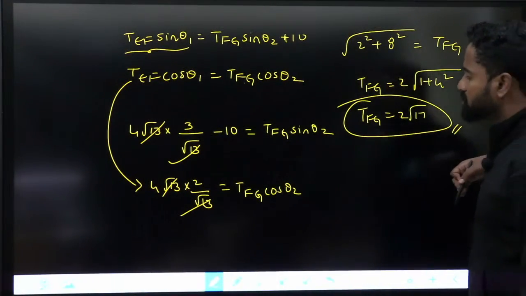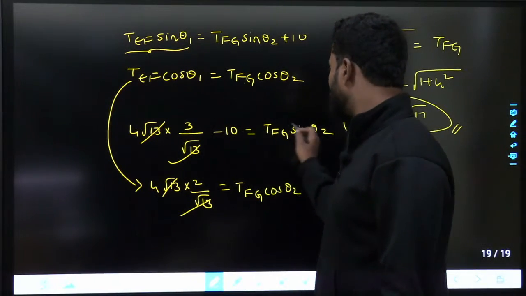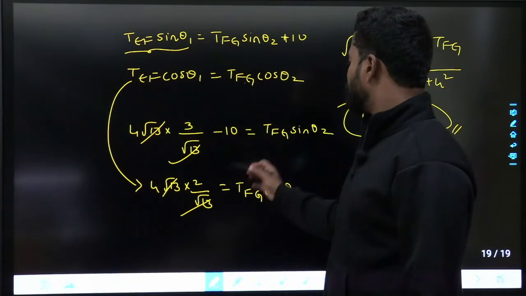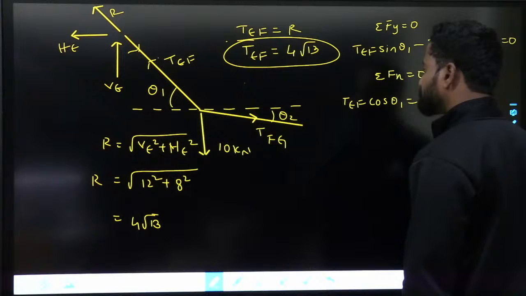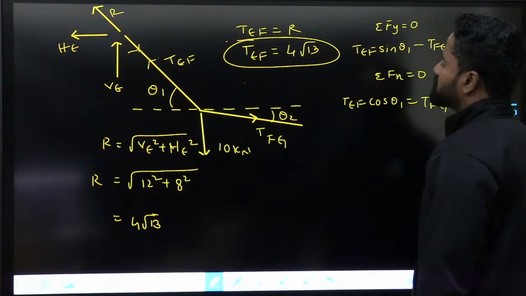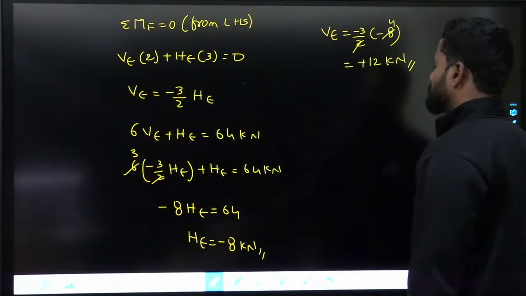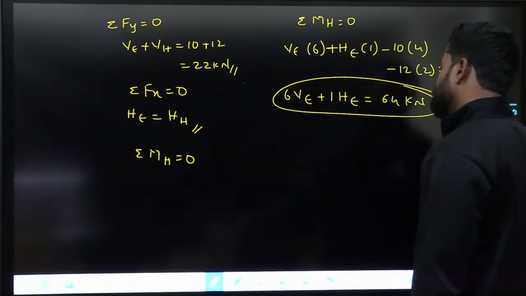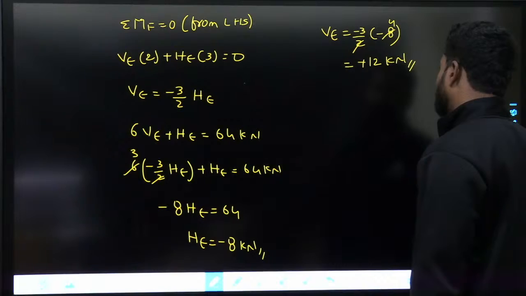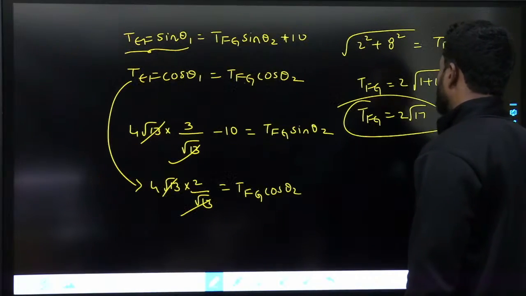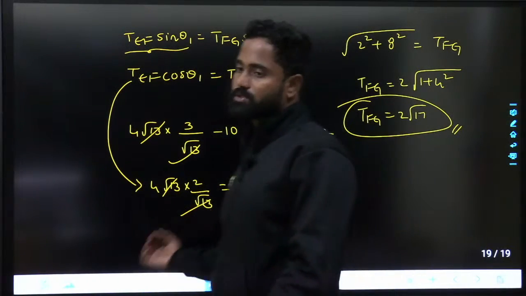Any doubts in this? 4 threes are 12 minus 10, that is 2. 4 into 2, that is 8. TEF cos theta 1, cos theta 2, TEF sin theta 1, sin theta 2. Fine. So reaction at the support, based on that you will get the answer. This is how you are going to find out the things. Any doubts, you can ask me. Any doubts?